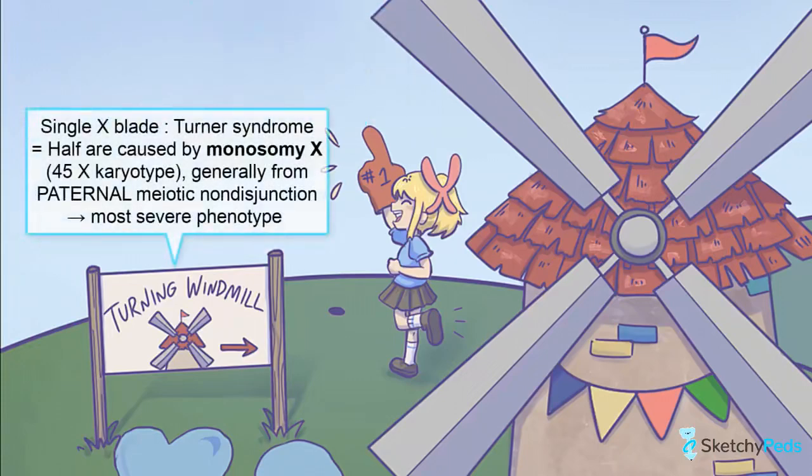So, what causes Turner syndrome? About half of the time, Turner syndrome is caused by monosomy X, which means that a female has only one X chromosome rather than the anticipated 2, hence the single X-shaped turning windmill blade. These patients with monosomy X Turner syndrome tend to have the most severe phenotype.